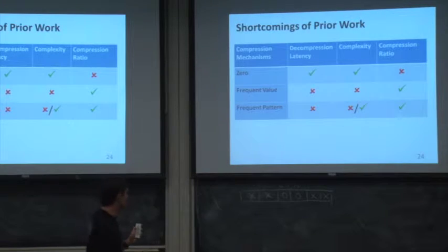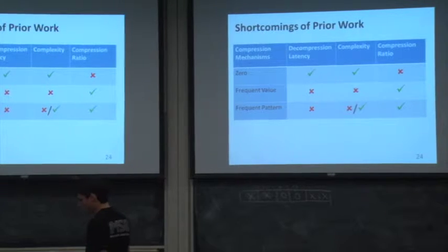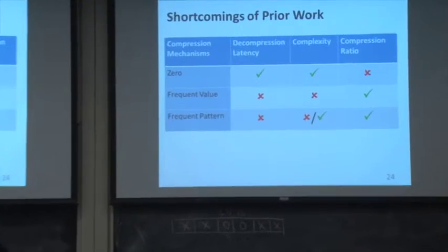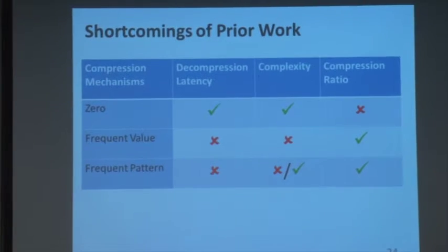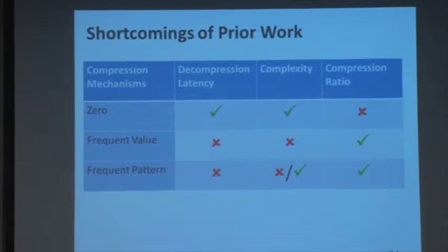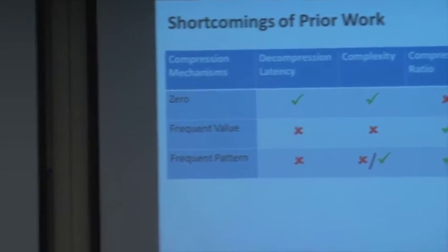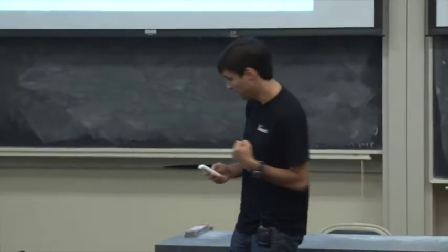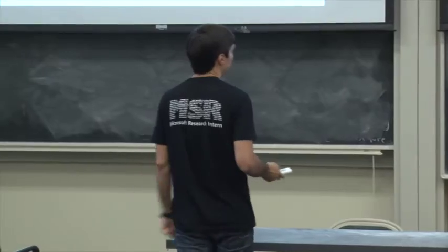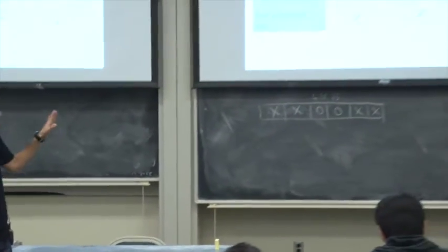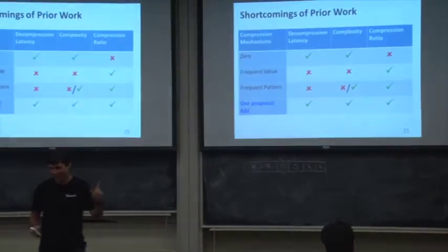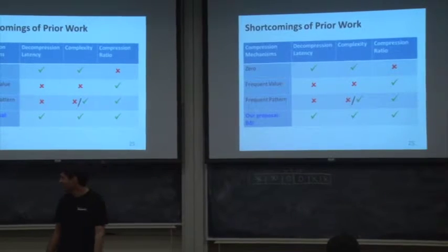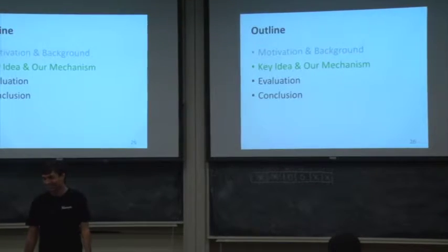Frequent pattern compression was, before our publication, the state of the art in cache compression. And I think the primary reason that Intel and IBM still didn't do that is because it was too complex, and decompression latency affects performance significantly. So it's time to go into our proposal. I hope I will convince you that all these things are fixable. Yes, it sounds a little bit like advertisement. That's a conference talk, right?